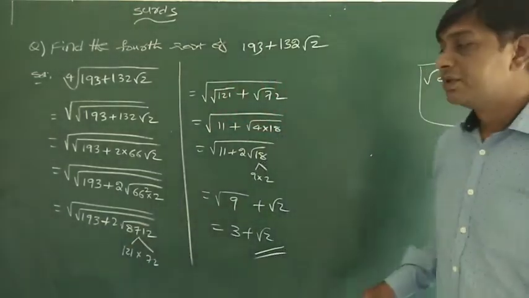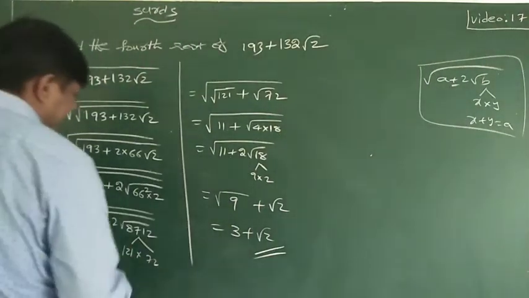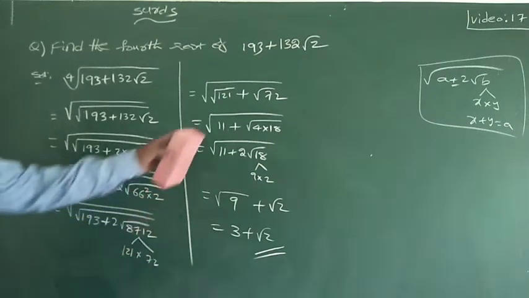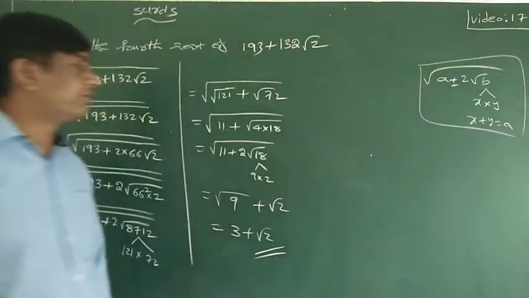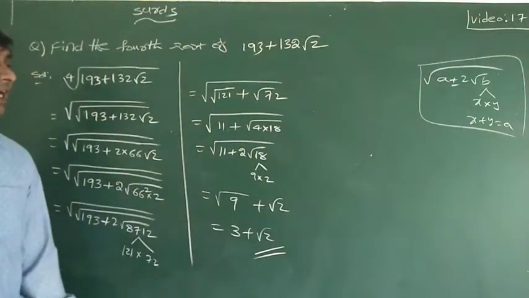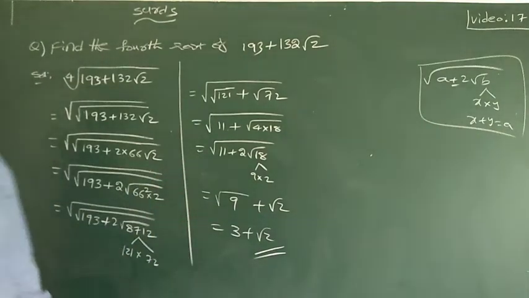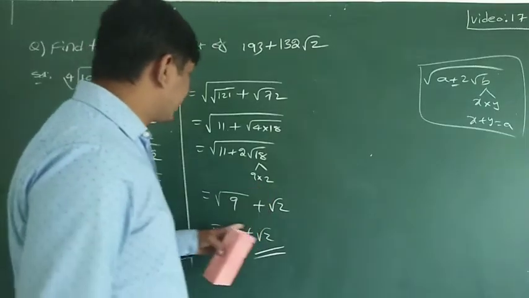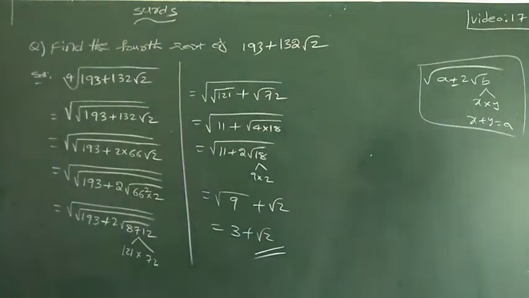Calculation. So 193 plus this value, I wrote as 121 plus 72, because 121 plus 72 is 193. So square root of 121 plus square root of 72. Square root of 11 plus 4 root of 4 into 18. 4 take outside, 2 into root 18. 18 factors of 9 and 2 are 18. 9 plus 2 is 11. So root 9 plus root 2. That is 3 plus root 2. Okay. Next one.